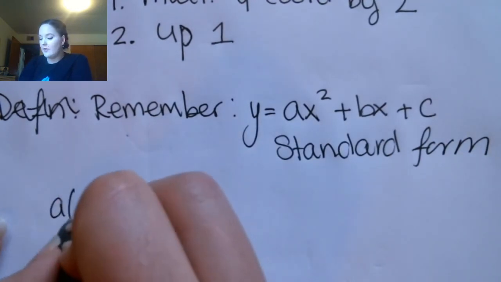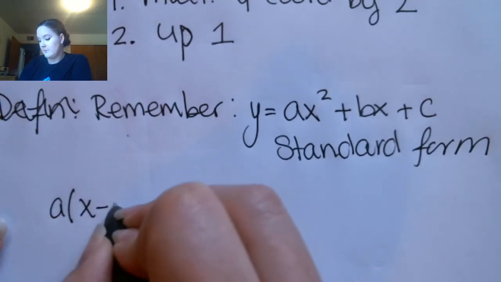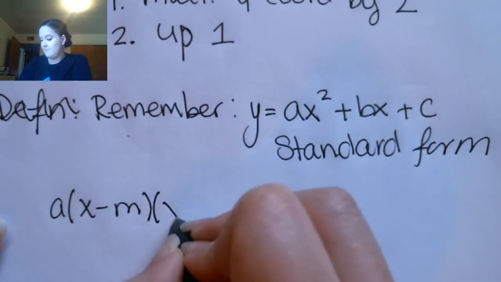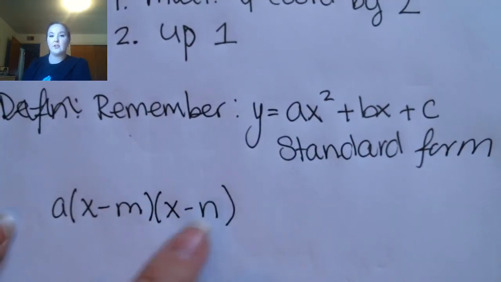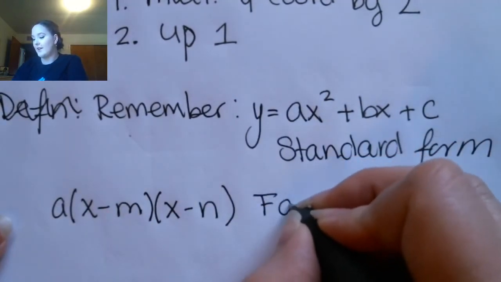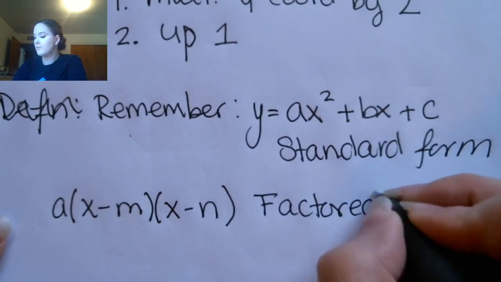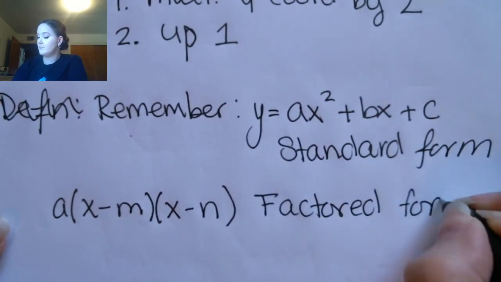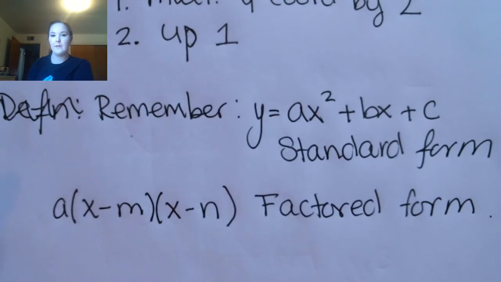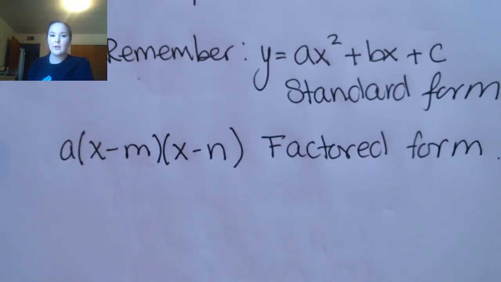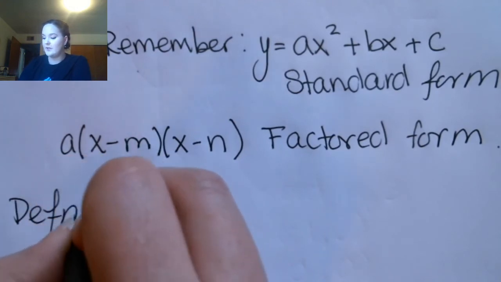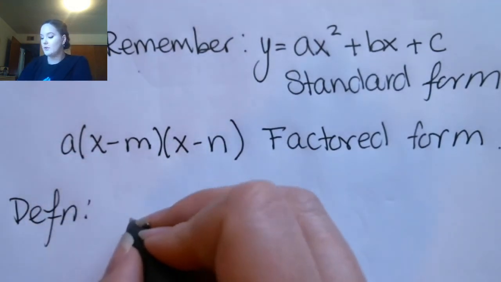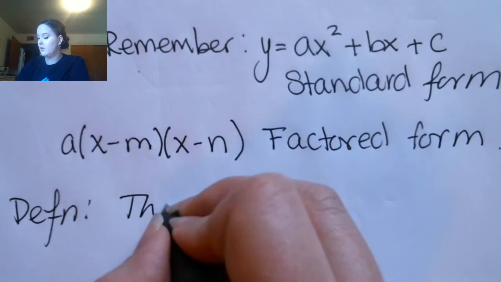Now, if you have this form, because you've factored this, this is often called the factored form. And now we're going to learn about another format that's useful for this. And it's called vertex form.